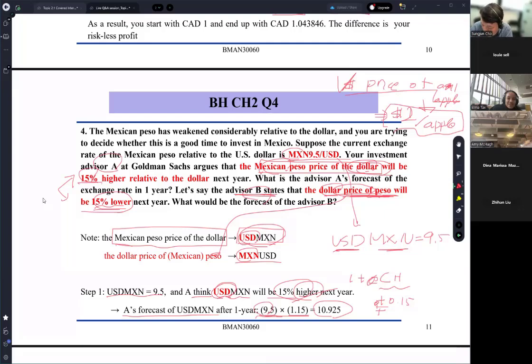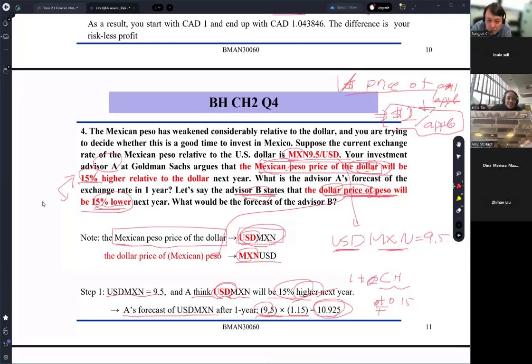right? So in the Greece case, you can use this to politically support some idea, right? You get different numbers for the same phenomenon, the same event. So when you use USD/MXN or when you use MXN/USD, you will get different numbers, right? You need to remember that one. Anyway, so A's forecast is going to be this one.